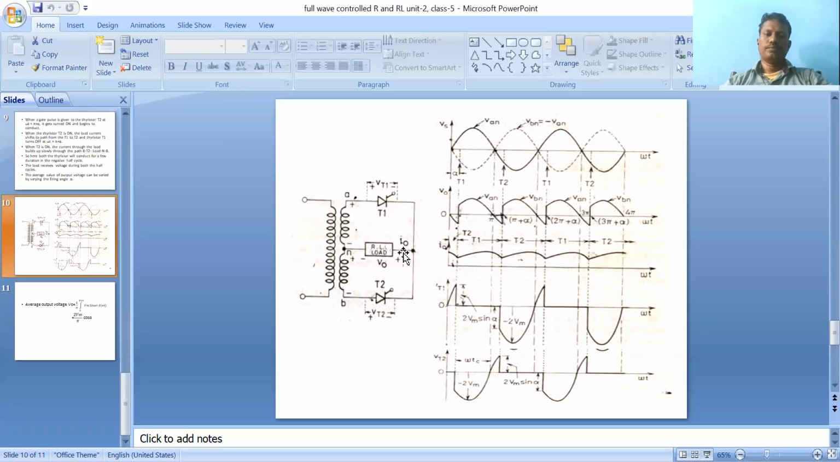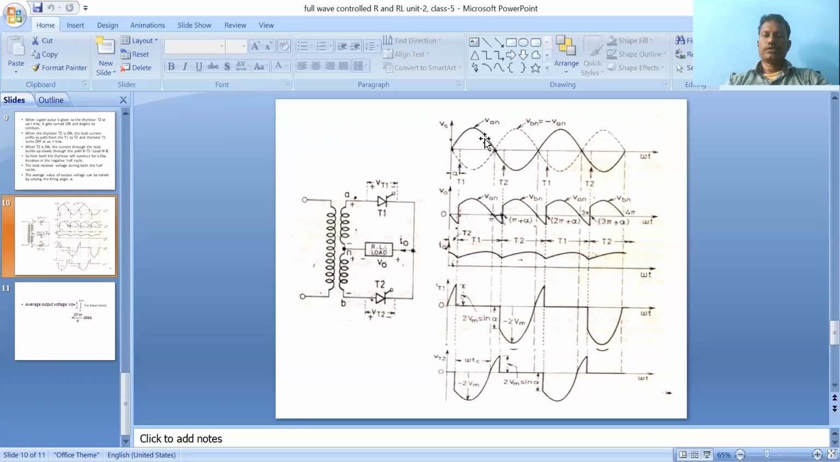So the primary winding of the transformer should be connected to the AC supply, and the secondary is center tapped. Suppose Vs is given, the center tap voltage is Vs by 2 and Vs by 2. Suppose Vs is given to the primary winding, so what is the voltage up to this Vs? Like that it should happen. Clear? So let us take first.